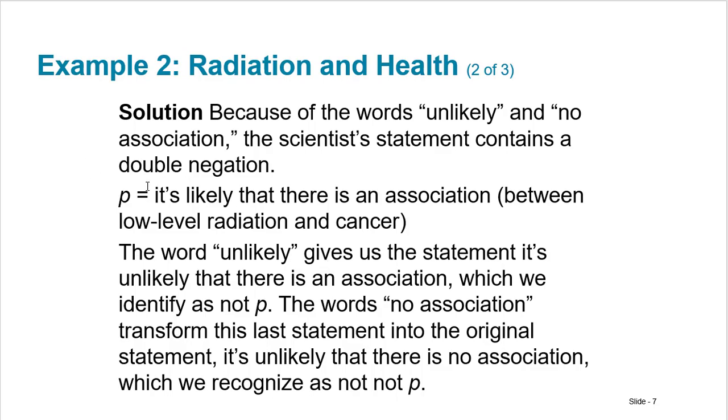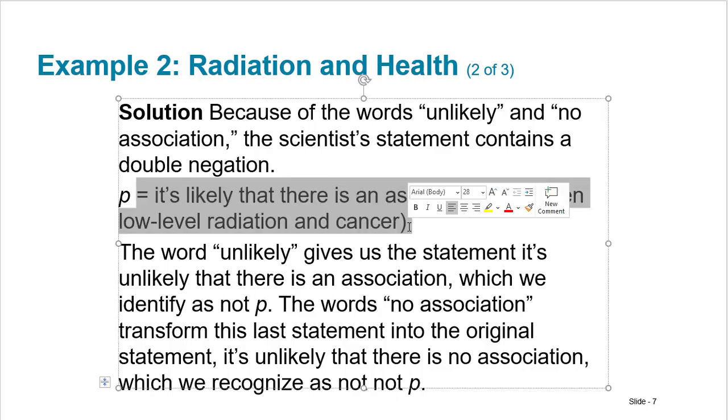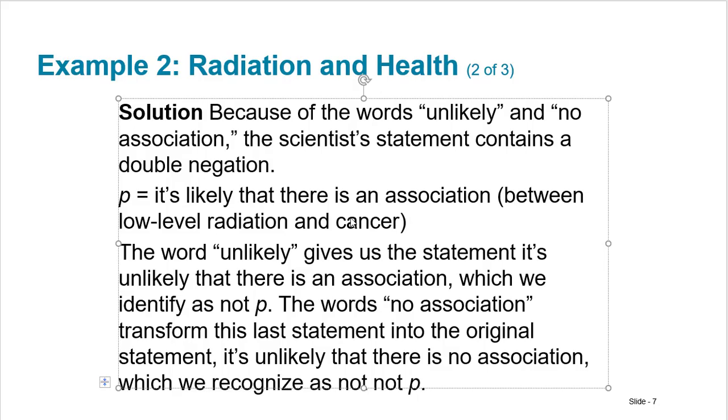Right? So you can see that if we set this up as just the standard equation, then if we put unlikely and no association, we get two negatives, and we get back to this whole thing of saying it's likely that there is an association, which we can all kind of read between the lines and see that that's what the scientist was saying. They were just trying to say it in a wishy-washy way, but logically they are equivalent statements.